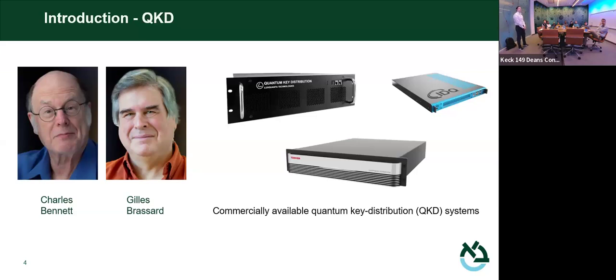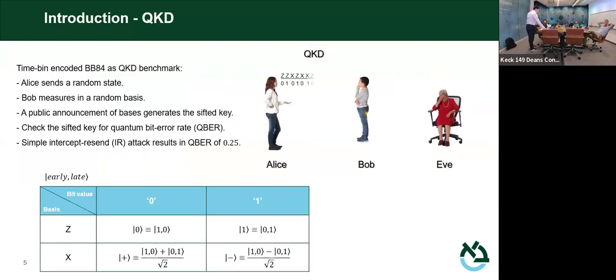A brief introduction. Quantum key distribution originated in 1984 with the famous BB84 Bennett and Brassard protocol, which is supposed to give you a provably secure way of communication. Arguably, quantum key distribution systems are one of the most advanced quantum technologies today. There are already commercially available QKD products. We will use the BB84 protocol, time-encoded BB84, as a benchmark for our analysis.